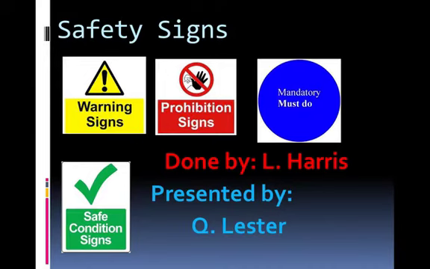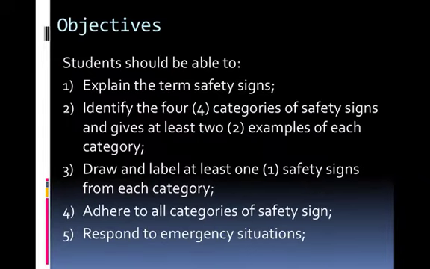So here we go. Safety signs. With this video, we plan to understand what safety signs are and know why they're used, identify the 4 different categories, and at least be able to identify 2 examples of each category. And for the assignment, we should be able to draw and label correctly the safety signs from each category, and know how to adhere to all categories of safety signs and respond to emergency situations.